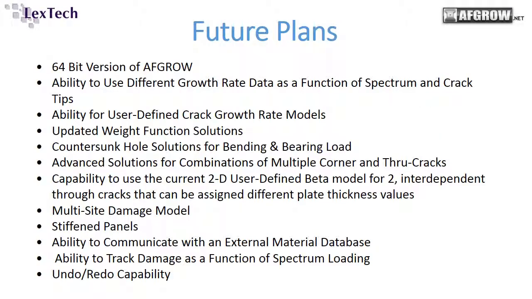So as far as future plans go, one of the things we'd like to do in the near future is to have a 64-bit version of AFGROW. We would like to have the ability to use different crack growth rate data as a function of spectrum and crack tips. So we can look at a crack growing through the thickness versus a crack growing along the width and changing the crack growth rate data. As I mentioned before, we will do this for temperature, and we'll tie that to the spectrum through the tagging. We'll look at the ability to have user-defined crack growth rate models for the same reason.